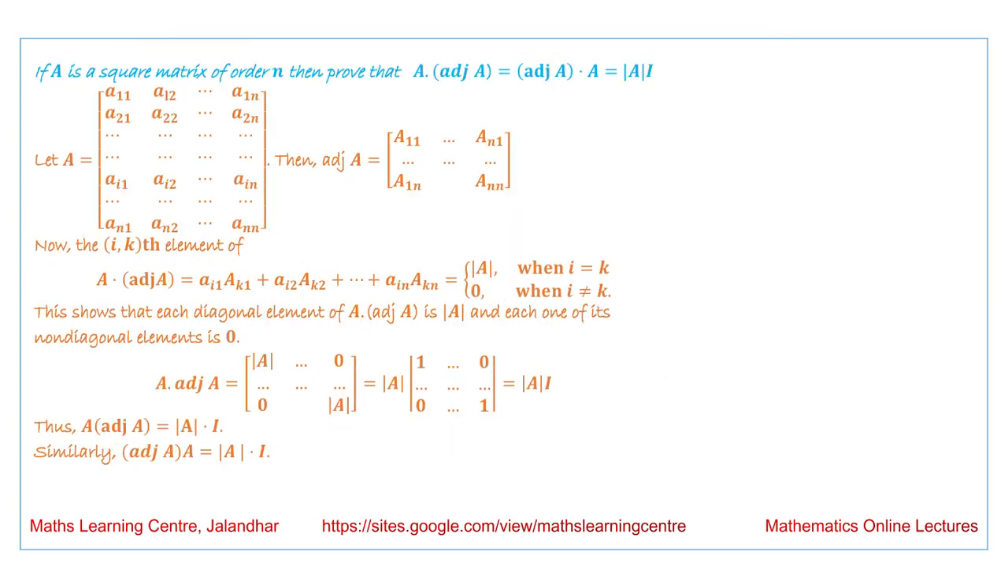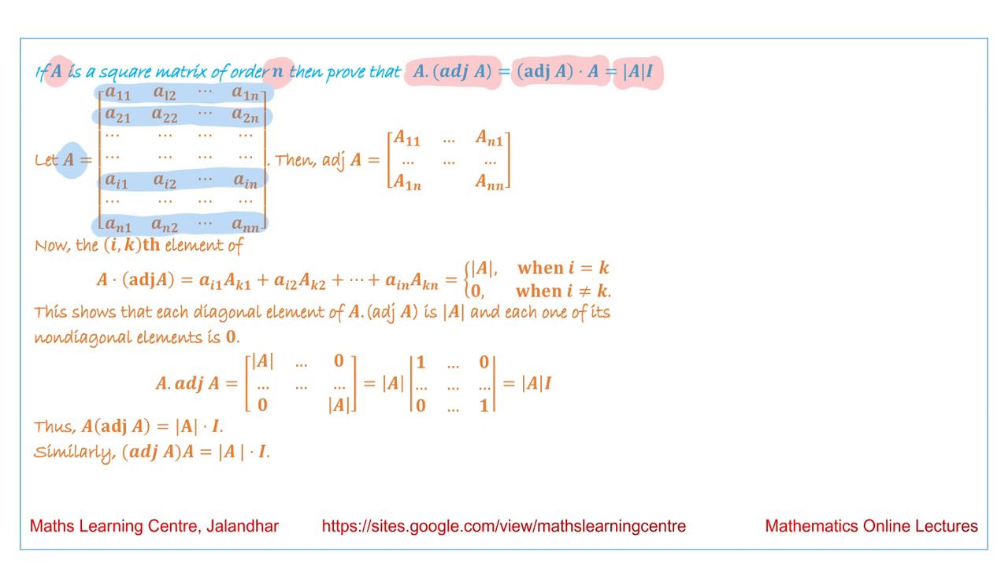Now the next theorem we have is: if A is a square matrix of order n, then we have to prove that A into adjoint A is equal to adjoint A into A, that is equal to determinant of A into I. To prove this result, we are writing the matrix A with its elements in this form: A11, A12, A1n, and so on up to An1, An2, and so on up to Ann.